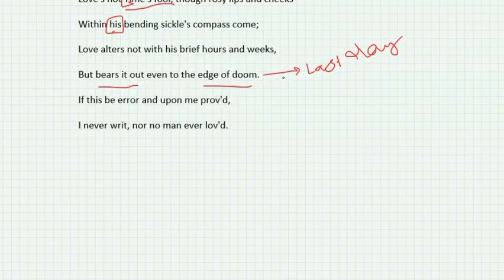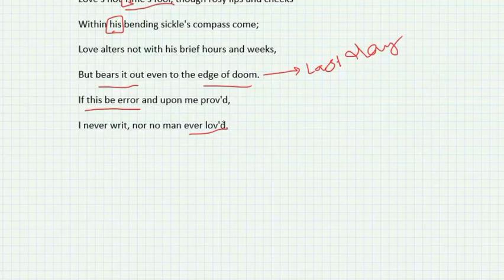And we finally come to the final couplet of this sonnet, where Shakespeare says, if this be error, and upon me proved, I never writ, nor no man ever loved. So this line is very interesting, and try to understand it properly. He says that I gave you the idea that love is immortal. Though external beauty fades away, love does not. And I think that there should not be any single barrier between two real lovers. There should not be any barrier.